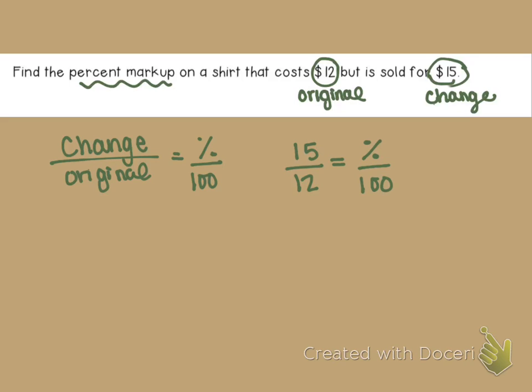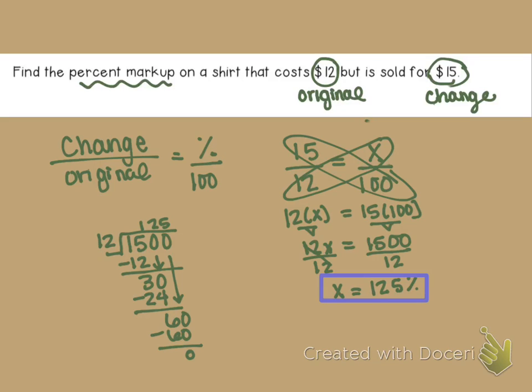This is your ratio. Again, you're finding percent, so this is your x. So 15 over 12 equals x over 100. Go ahead and solve for x. So you should have gotten that x equals 125%. 100% is the original price. So that means that if we take 100 from 125, which is our answer, we get a 25% markup.